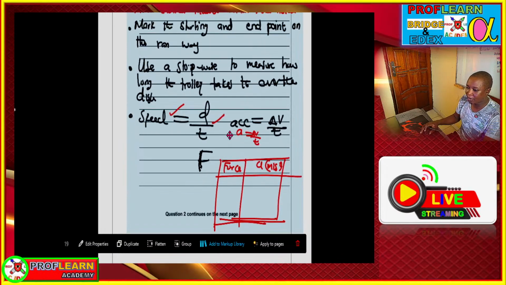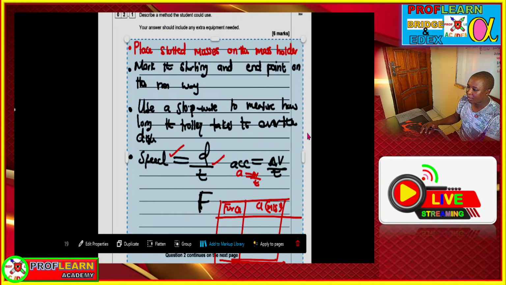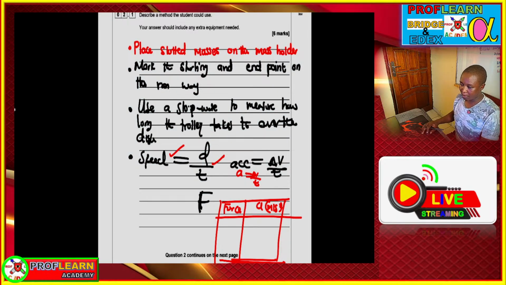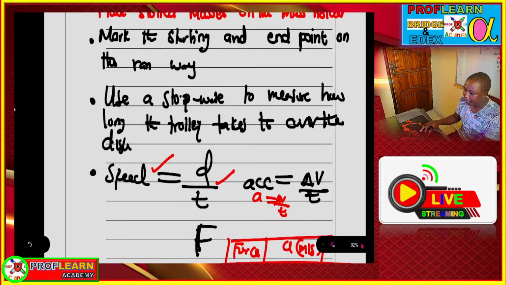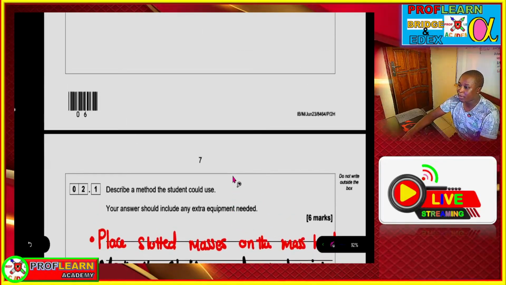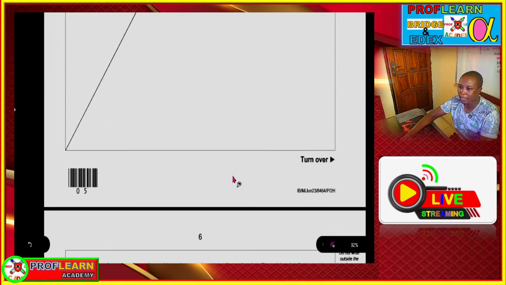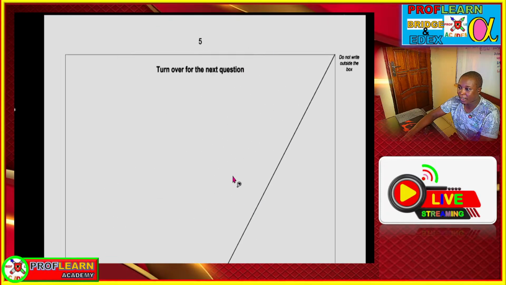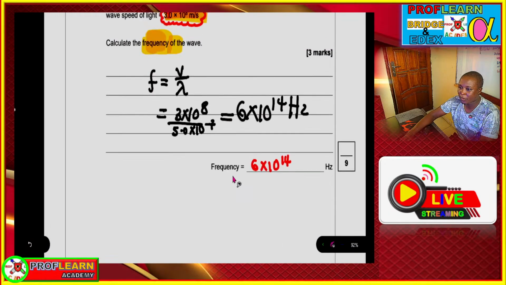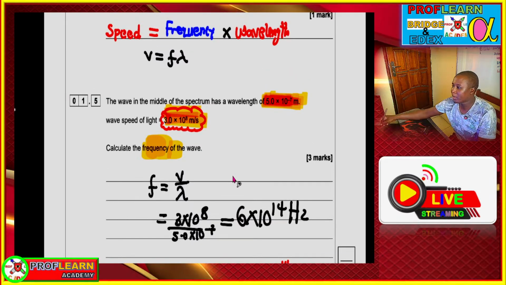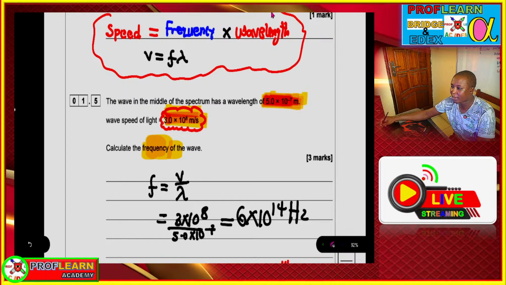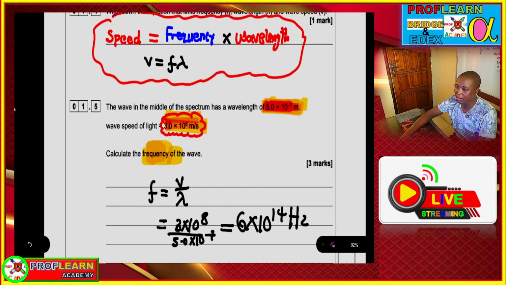All right, let's move to the next area so that we can see what other questions have been asked and how you are supposed to answer them. For those who are joining us, this is Trilogy. We have already discussed electromagnetic waves. The most important thing to remember is the wave equation: speed equals frequency times wavelength.